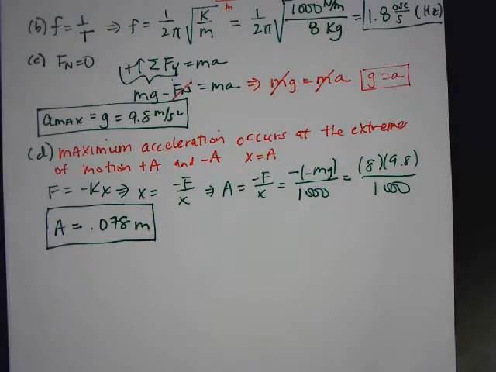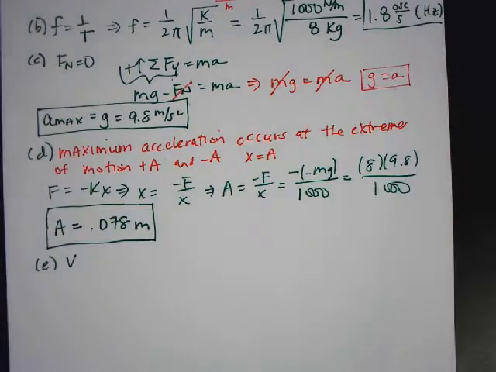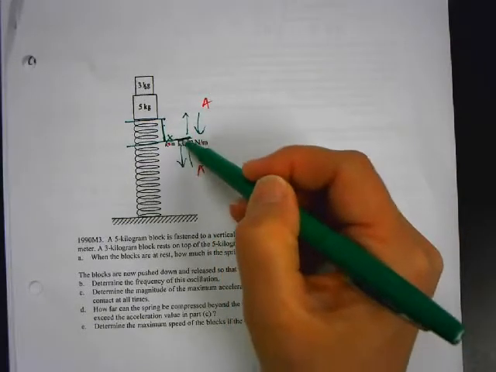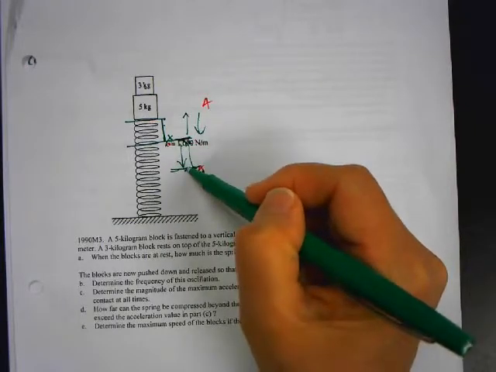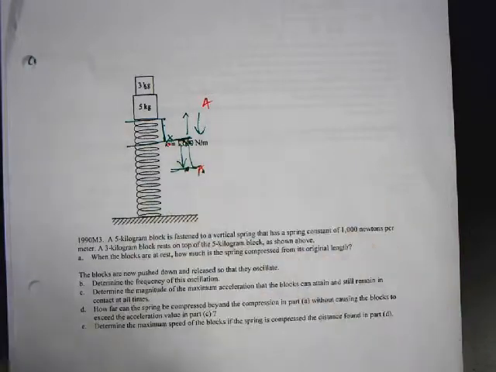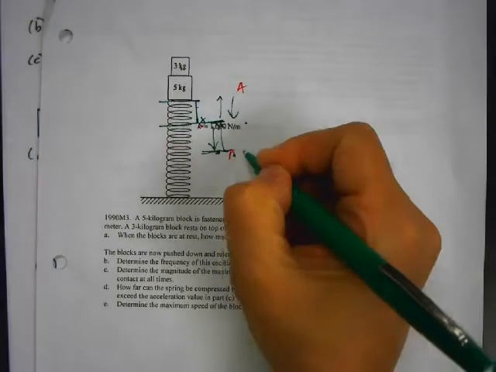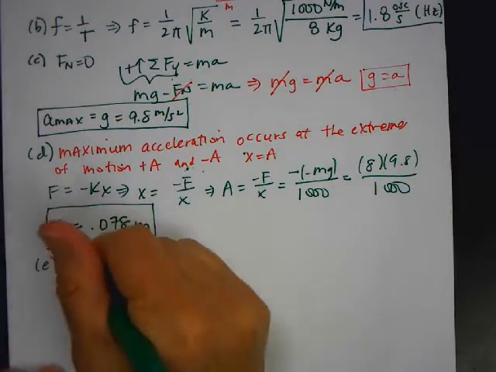Part E says determine the maximum speed. So I want to find speed, which is going to be v. For a second, what am I going to do? If I conceptualize this, remember, this is oscillating. From here to here, I would do the bottom amplitude. From here to here, I have a change in height. Whenever I have a change of height, I'm going to use conservation of energy. So I'm going to do the energy from equilibrium to this maximum amplitude here.